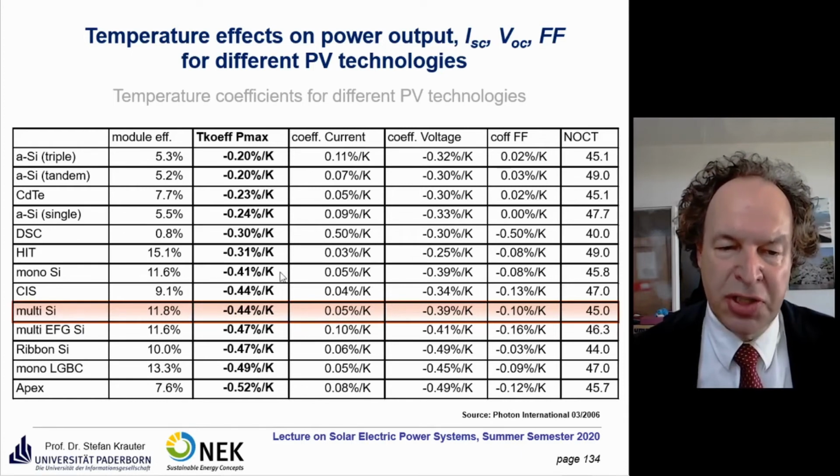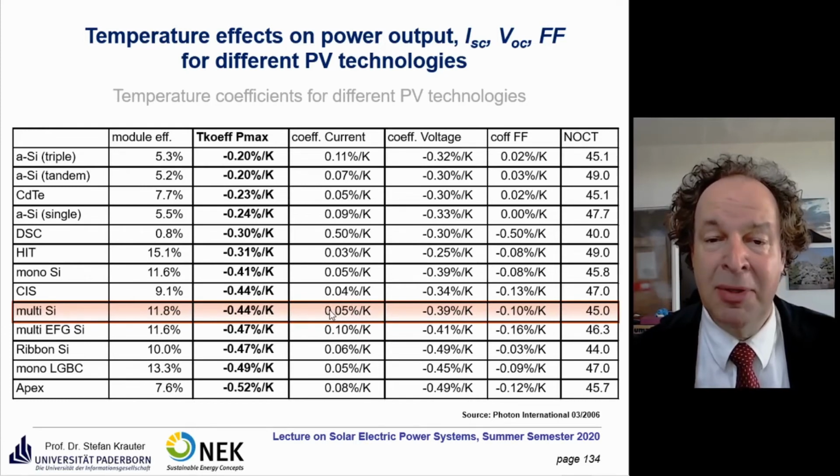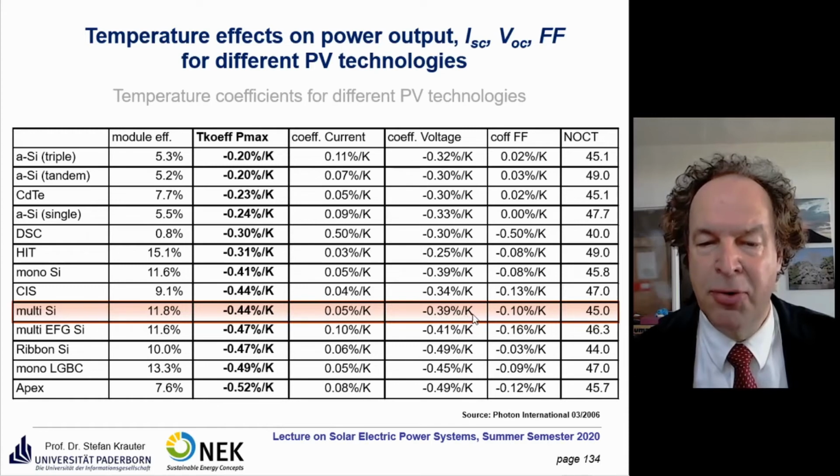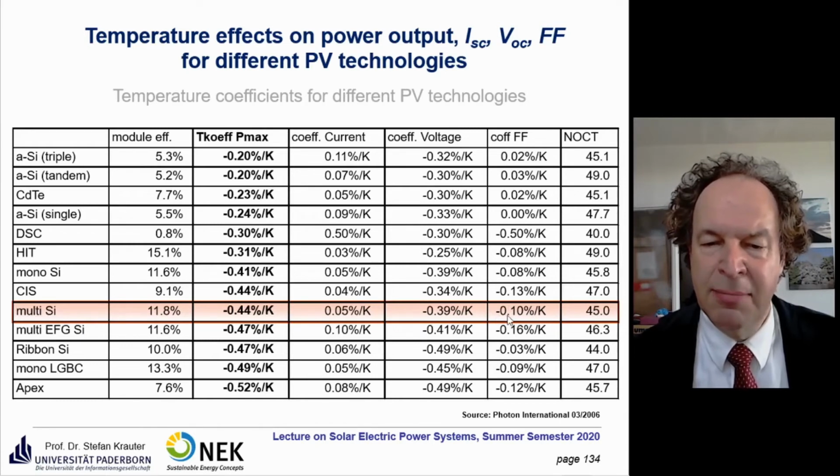The temperature coefficient is still the same, in about this range, minus 0.44% per Kelvin. The temperature coefficient for the current is positive, but almost negligible. Here is the voltage temperature coefficient, which is about minus 0.4% per Kelvin. You see here also that the coefficient for the form factor is quite little, but also negative. And here you see something called NOCT.